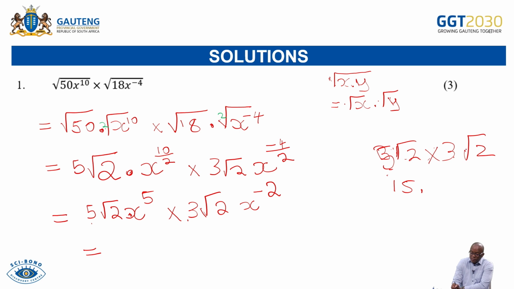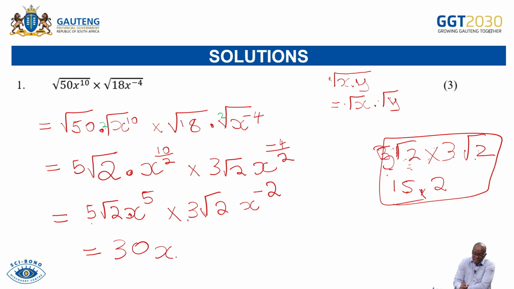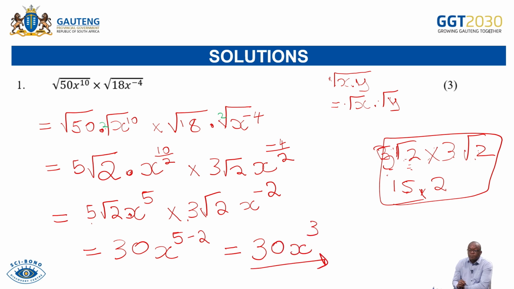Then if you multiply the numbers that are inside the square root and are the same, the answer will be that. So 15 multiplied by 2, that's where you get what? 30. Correct? Then now we multiply the same base. What do we do to the exponent? We add them. In this case, we are subtracting. Then we are going to have 30x cubed. So that's basically what you need to do there.